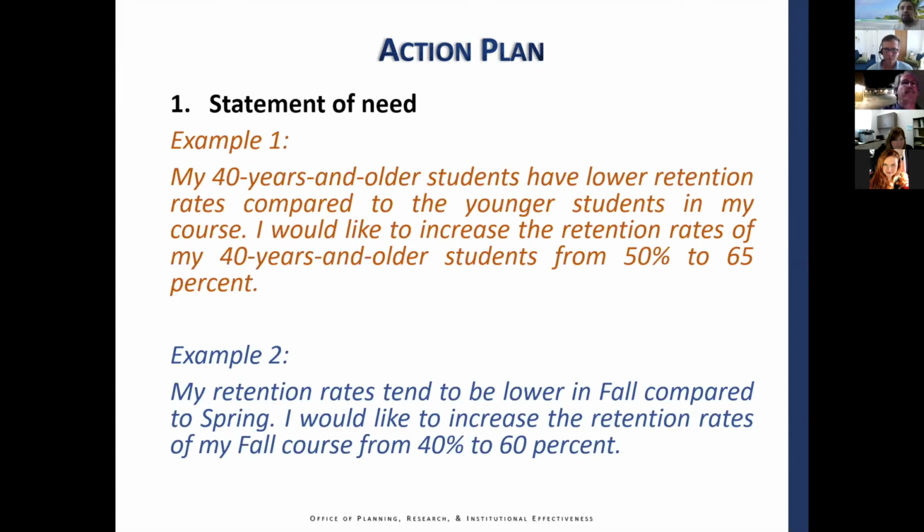For this example, I'm saying that my retention rates tend to be lower in fall compared to spring. So I was looking at my data and I compared the results that I had in fall versus the results that I have in spring. And it seems like my retention goes down in fall. So I would like to increase the retention rates of my fall course from 40% to 60%. Again, where did you get that 60% from? Well, probably because that was the one that spring was showing.